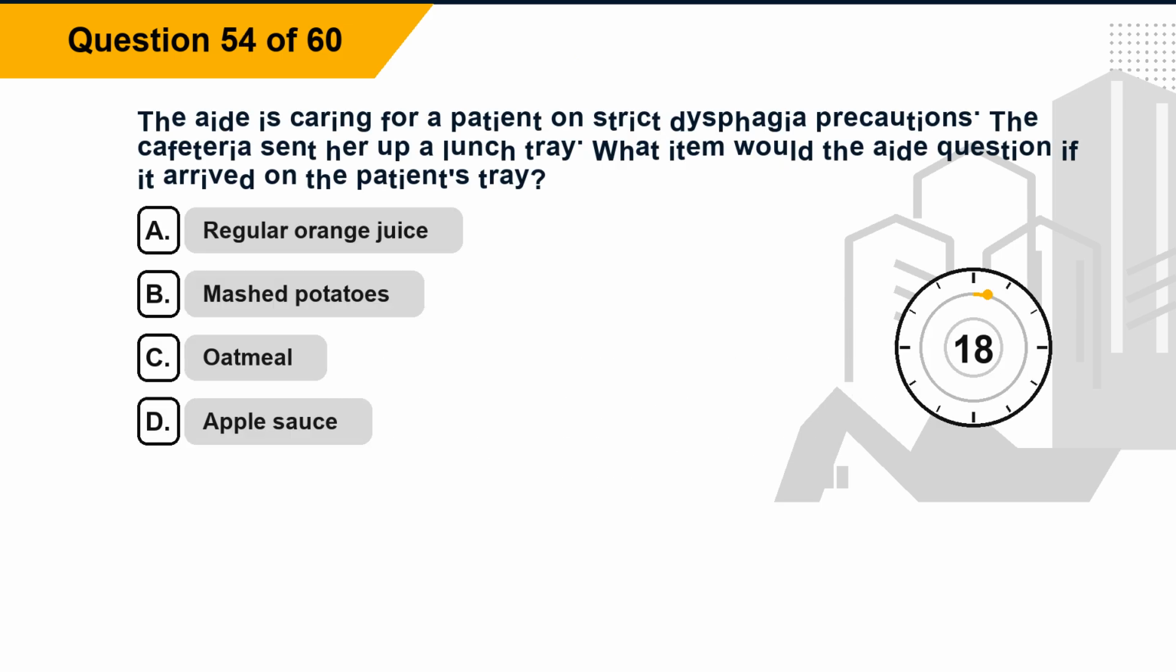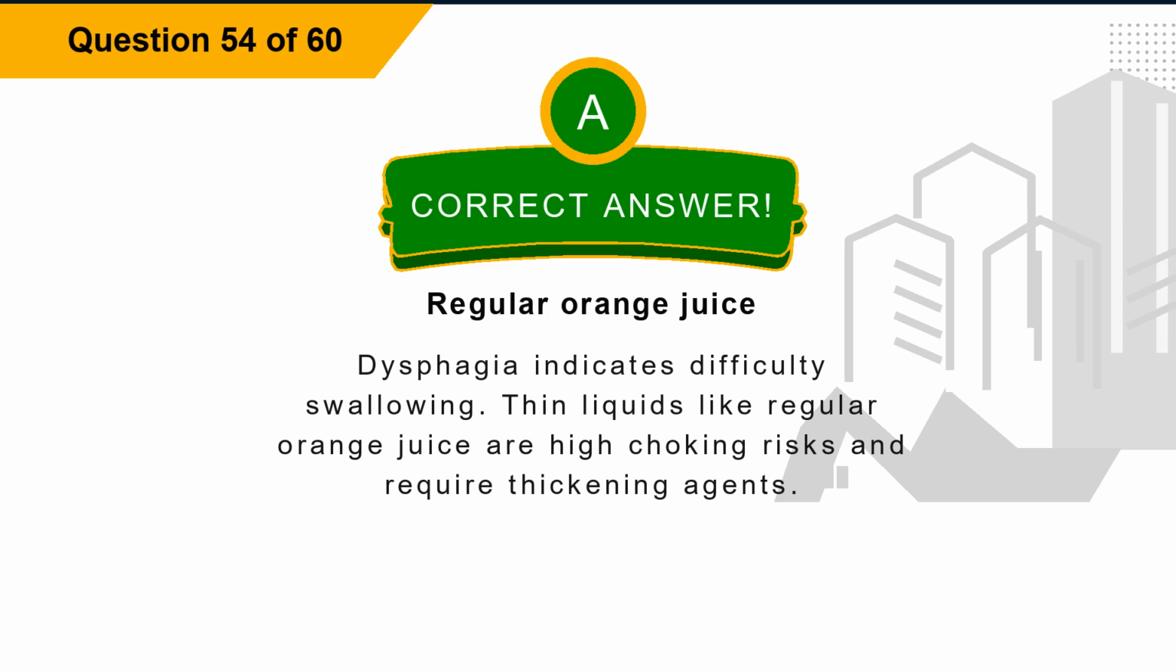Question 54. The aide is caring for a patient on strict dysphagia precautions. The cafeteria sent her up a lunch tray. What item would the aide question if it arrived on the patient's tray? Option A, regular orange juice. Option B, mashed potatoes. Option C, oatmeal. Option D, applesauce. The correct answer is option A, regular orange juice. Explanation: dysphagia indicates difficulty swallowing. Thin liquids like regular orange juice are high choking risks and require thickening agents.